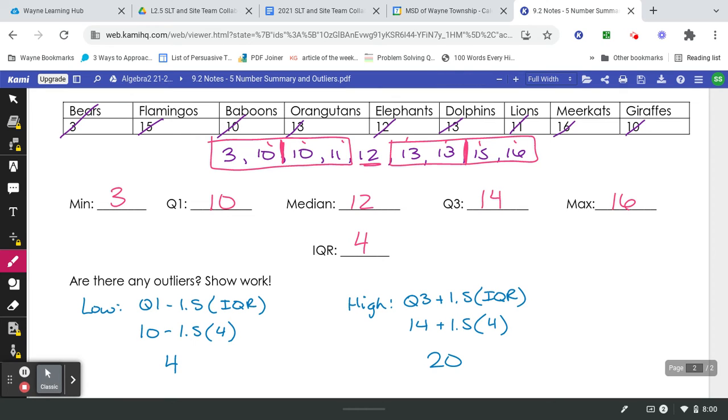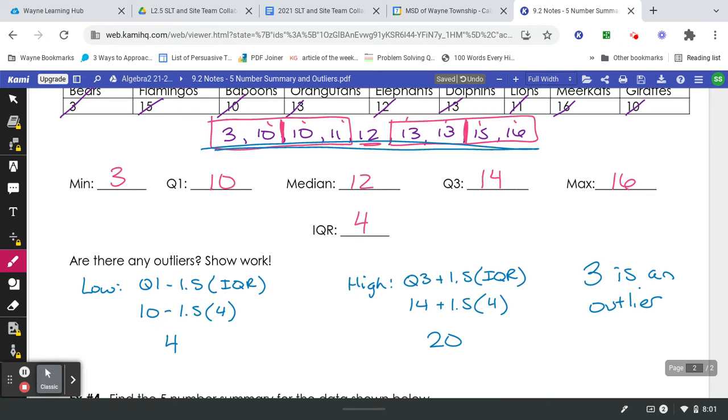So you can see as you look back up at our list up here, we do have a number smaller than 4. It's 3. So 3 is an outlier. We don't have any numbers larger than 20, so we don't have any high-end outliers. Just the 3 is the only outlier. And you can kind of tell from that data, 3, it looks like it's kind of off. It's significantly smaller than the rest of the numbers, which all look pretty close together.